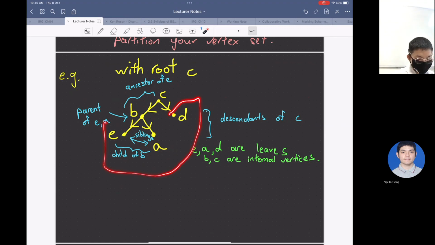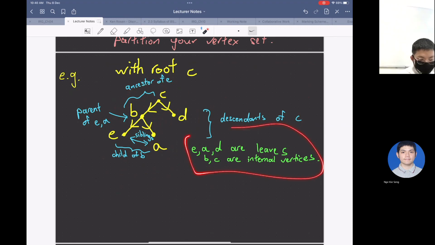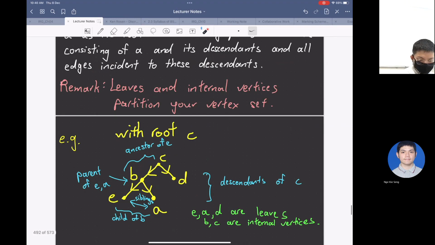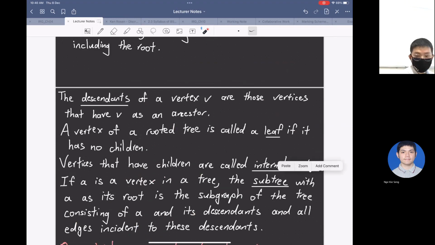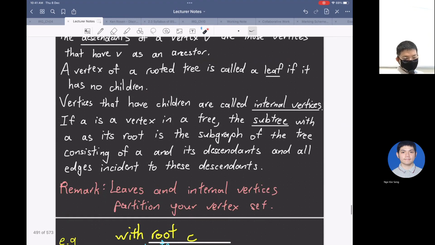So E and D, EAD are the leaves, and then B and C are the internal vertices. Okay. So these two partition the vertex set. Okay, finish already. Okay, one more.